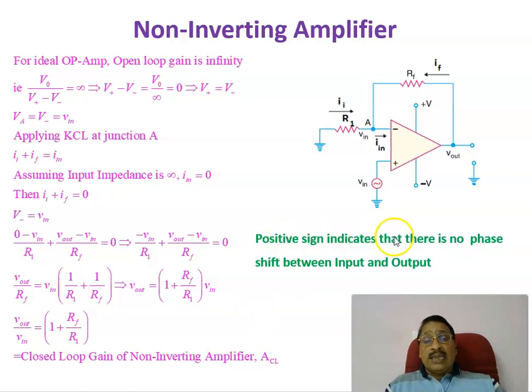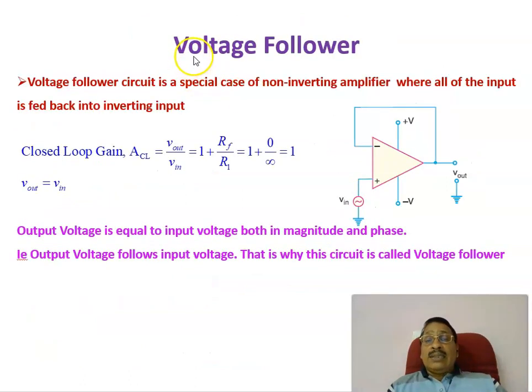Now, the positive sign indicates that there is no phase shift between the input and output. That is why it is called a non-inverting amplifier. The phase of the output is the same as the phase of the input signal. There is no phase shift. Now let us see a circuit that we call a voltage follower.